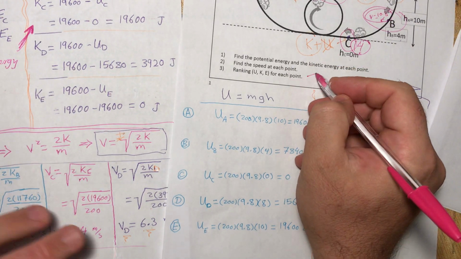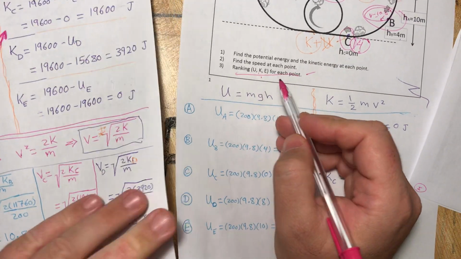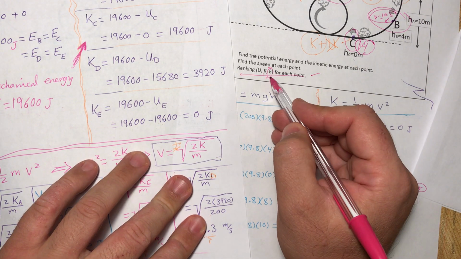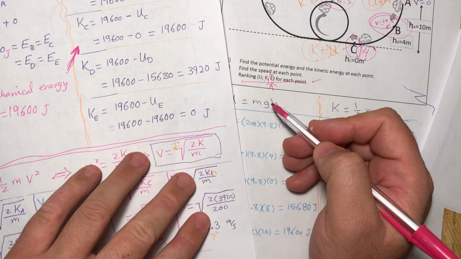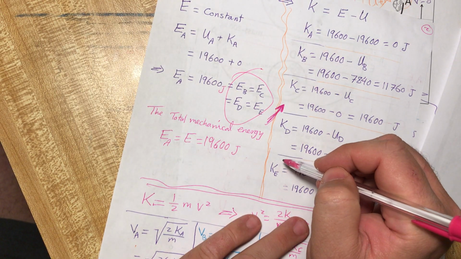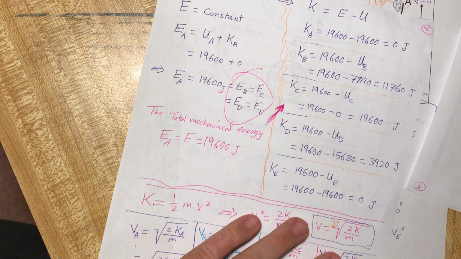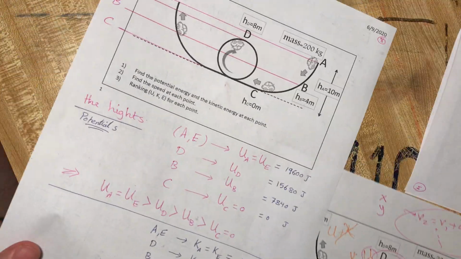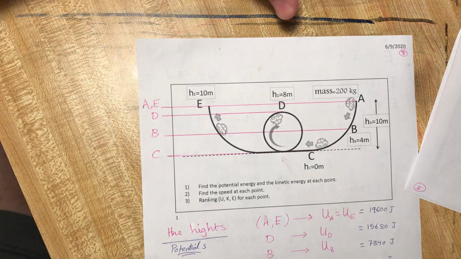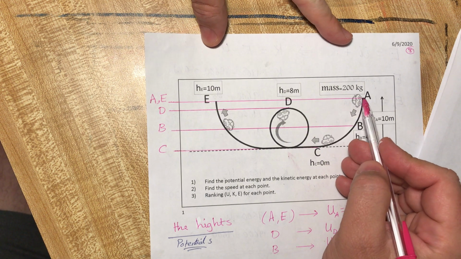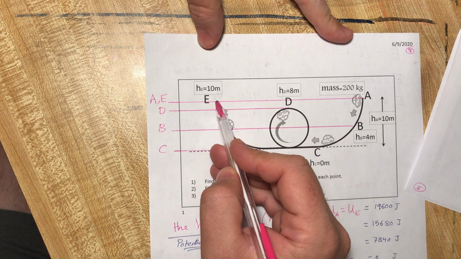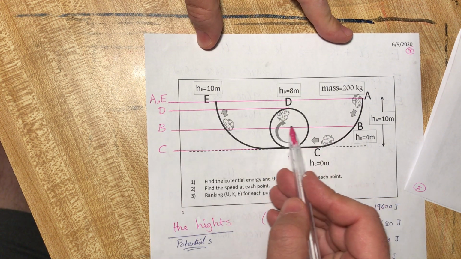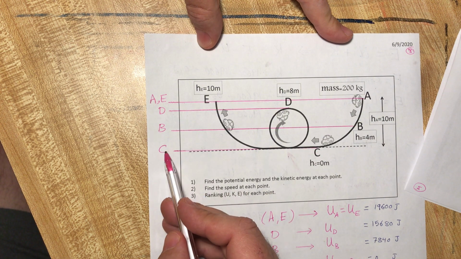Now, the third one, we need to rank the potential, the kinetic and the mechanical energy. There is no need to rank the mechanical energy, because all of the mechanical energies are equal. Because we are dealing with a gravitational force, which is a conservative force, okay? Now let us rank the potential energy. As we see, the height for point A and point E is the same. Then the next point is D. The next is B, and the last one at 0 level is C.